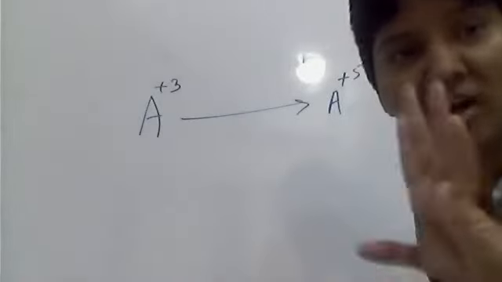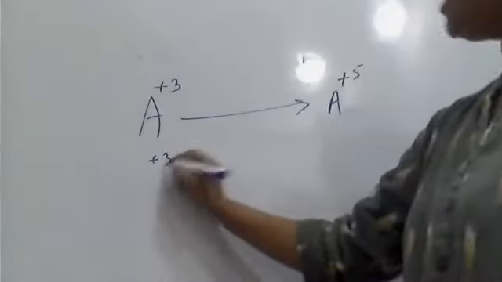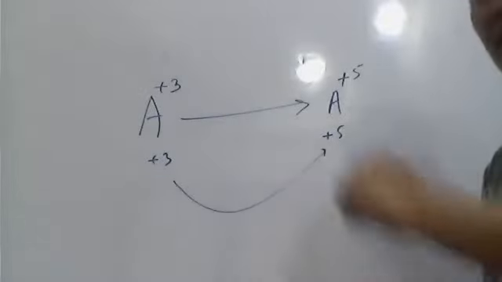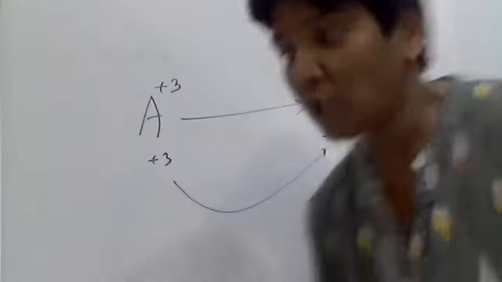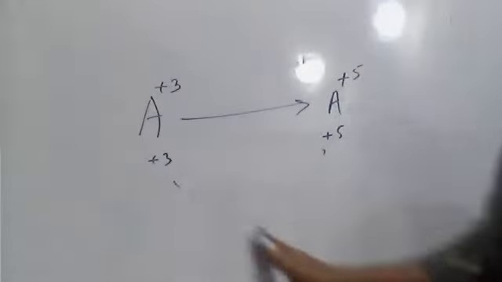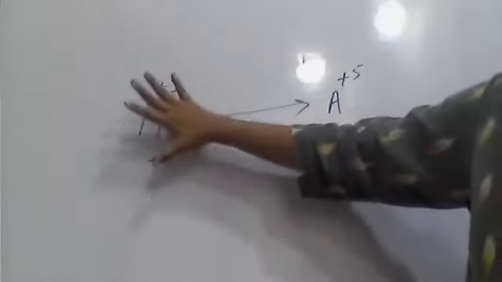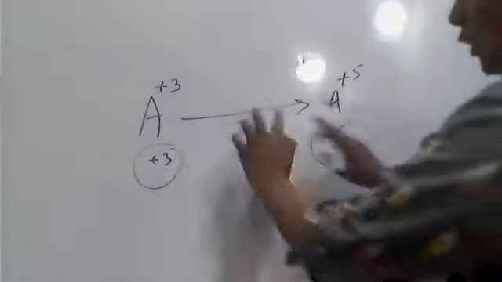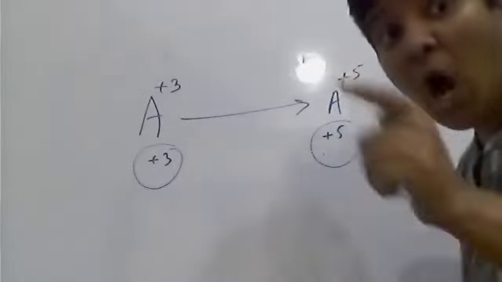Loss of electron, oxidation. How many electrons are lost? It was +3, now it becomes +5. How much is increased? 2 increased, so 2 electrons are lost. Now see either side of the reaction. This side is the reactant, where total charge is +3. And this side is the product, where charge is +5. Is the charge equal on both sides of the equation? No. How to balance the charge?